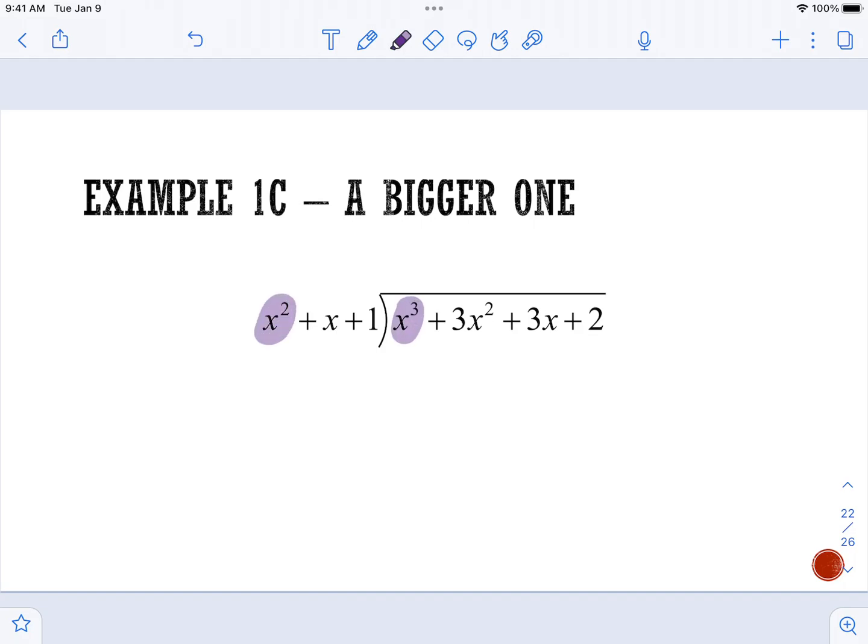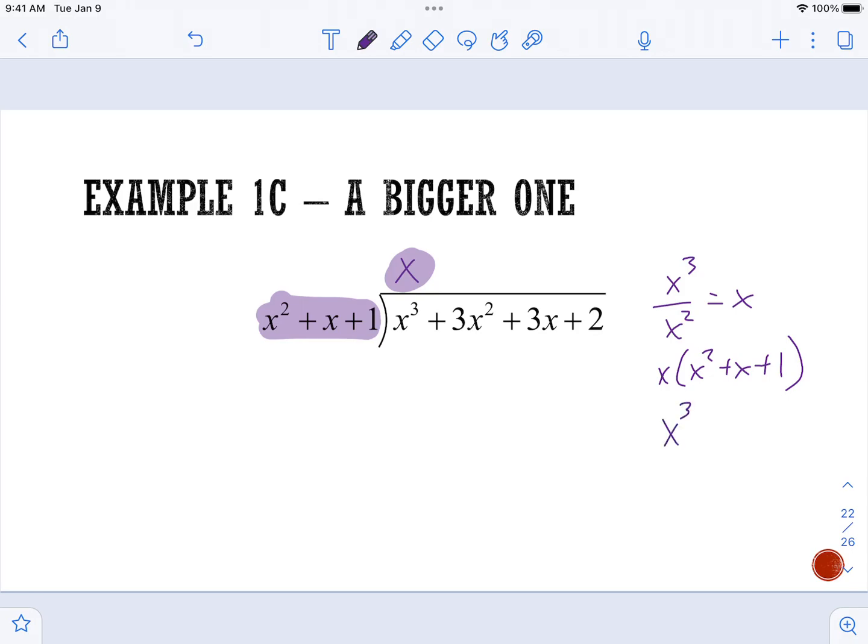X cubed, the first term divided by the first term. So x cubed over x squared, that gives me x. All right, now I'm going to take x and I'm going to multiply it by the entire divisor. So I'm taking this x and I'm multiplying it by this whole thing. So x squared plus x plus 1, and that gives me x cubed plus x squared plus x. That's what I'm going to subtract.